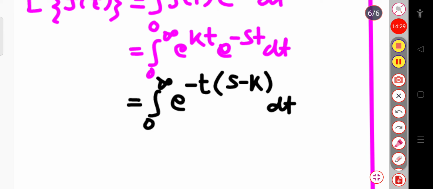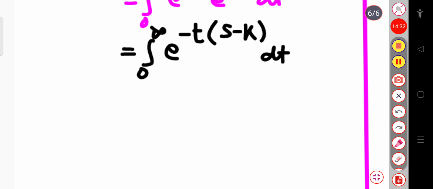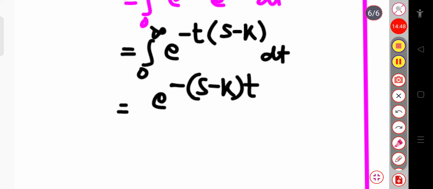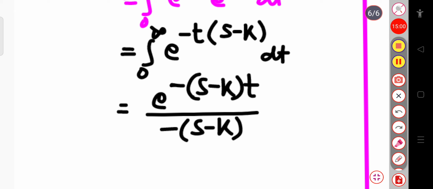And again this is also equal to 0 to infinite integration. I am directly taking the integration now. This will be exponential minus s minus k into t. This total integration will remain as it is, divided by the coefficient of this t, that is minus of s minus k, and this is over the limit 0 to infinite. Here I am always trying to write this in the form of exponential minus of something into t.